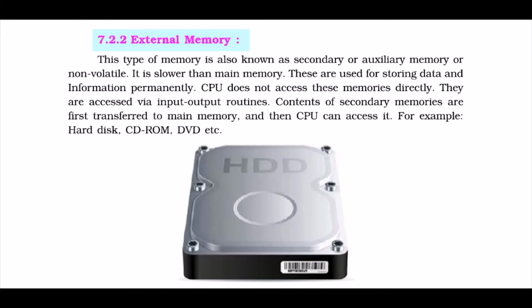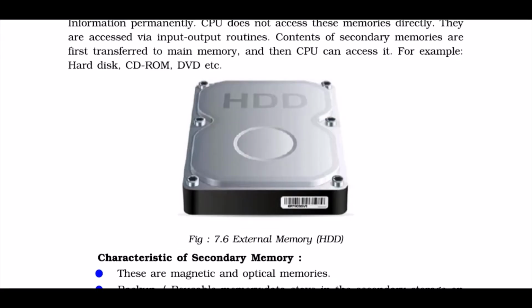CPU does not access these memories directly. They are accessed via input or output routines. The CPU processing is not direct with the secondary memory. It goes through primary memory and external input and output devices. Contents of secondary memories are first transferred to main memory and the CPU then accesses it. For example, hard drives, CD-ROMs, DVDs, etc.